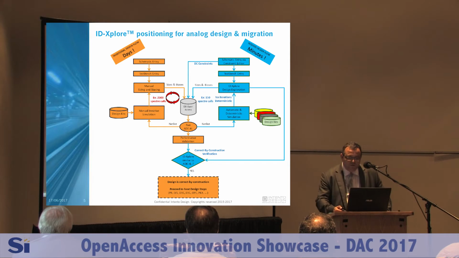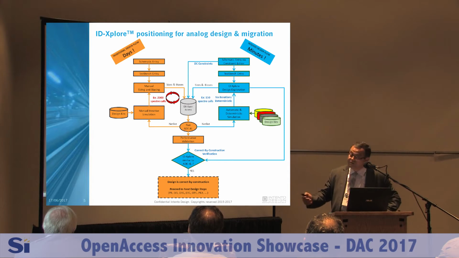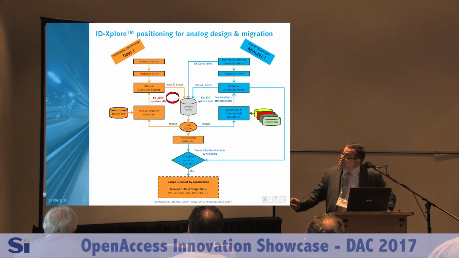So here I present the traditional design flow of analog on the left, and on the right we present the Intento Design flow. So let's see what is different between these two flows. On the left we start with a schematic entry, followed by a test bench entry, and then we enter into an iterative process that can be thousands of iterations, depending on the complexity of the design. Once we get the size and bias correctly, we put them into the OpenAccess database, we go through Excel, and we validate the performance.